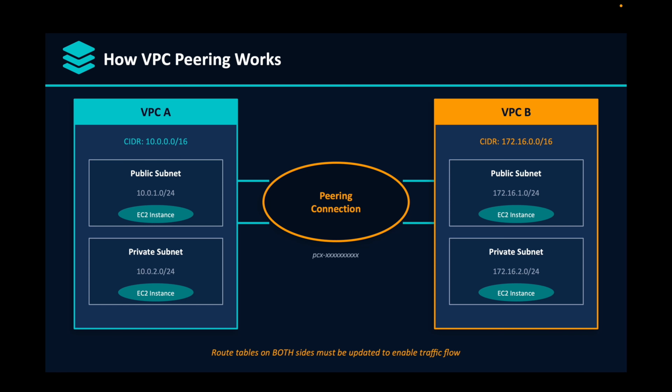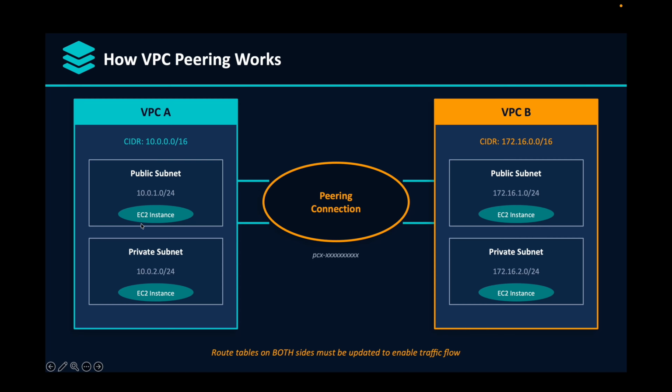Now let me show you exactly how traffic flows when VPC peering is set up. On the left, we have a VPC A with CIDR block 10.0.0.0/16. Inside it, we have a public subnet, a private subnet, and an EC2 instance running in both. On the right, we have a VPC B with CIDR block 172.16.0.0/16. Same structure, subnets and EC2 instances. In the middle, that oval, that's a peering connection, identified by an ID that starts with pcx- and then a random number.